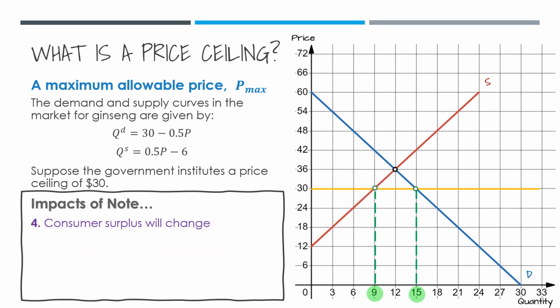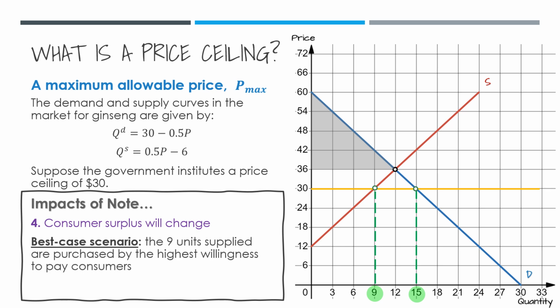The fourth impact of this policy is that consumer surplus will change, but by how much it changes is going to depend on which consumers purchase those 9 available units. So as our starting point, in the absence of any policy, consumer surplus would be this gray shaded region. It's the area below demand but above the equilibrium price.